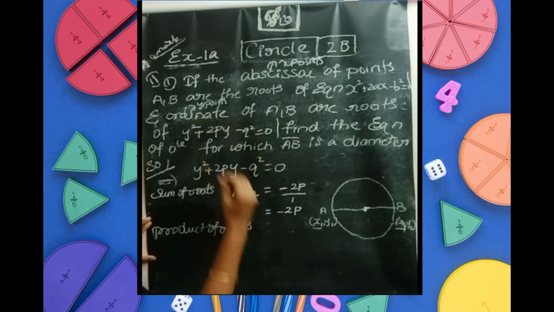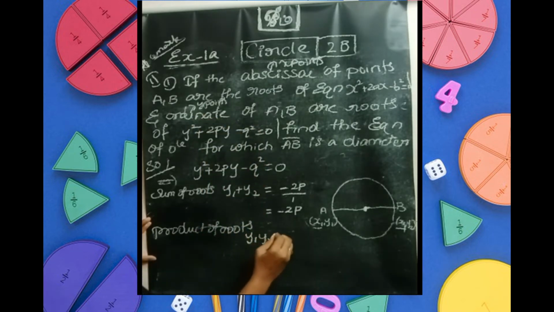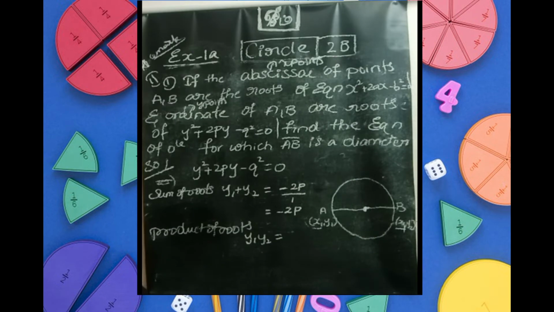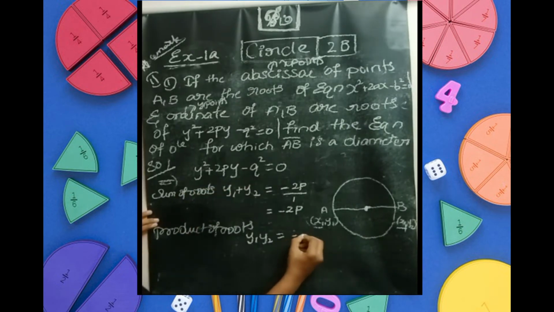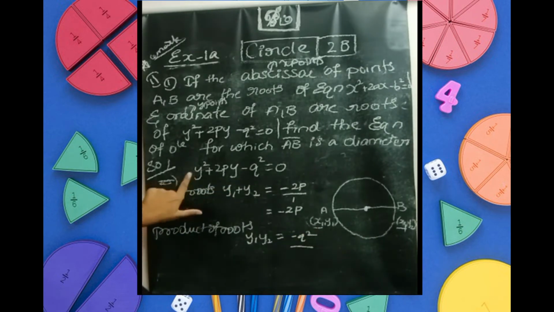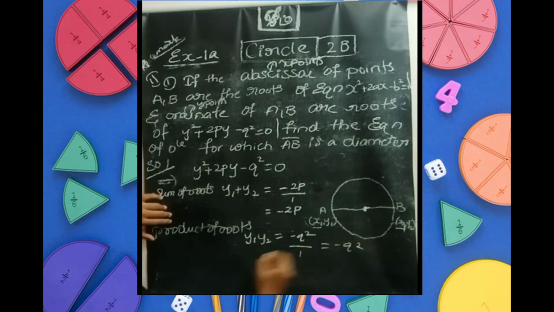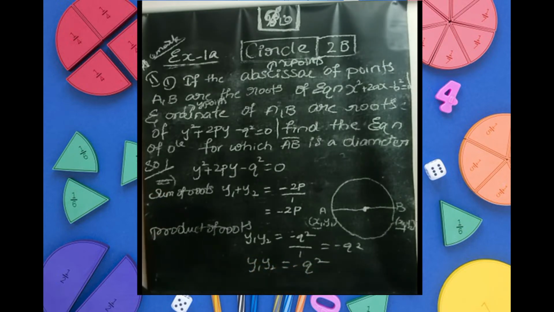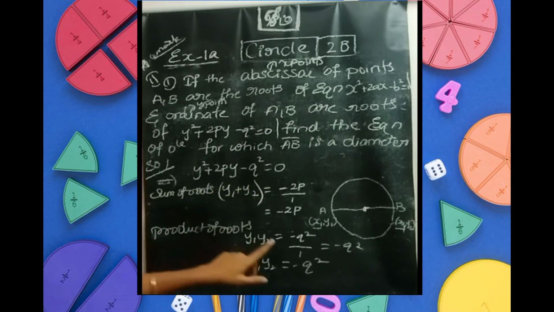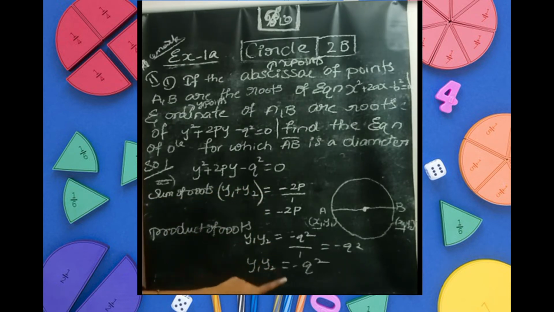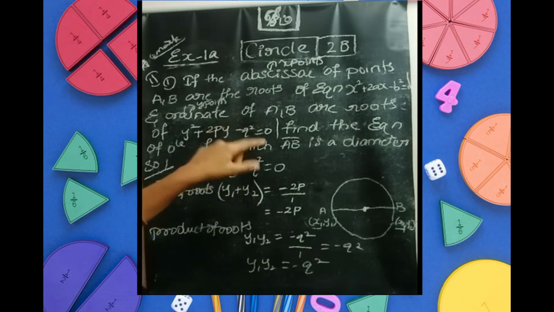For the ordinates, y1 y2 equals c by a. C means the constant, so the constant here is minus q square, and the y square coefficient is 1. So y1 y2 equals minus q square. These are the sums of the roots: y1 plus y2 is minus 2p and y1 y2 is minus q square. Now we have to substitute the roots we have got in the equation.